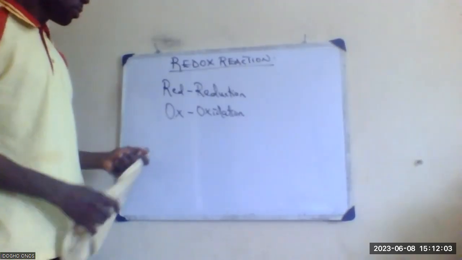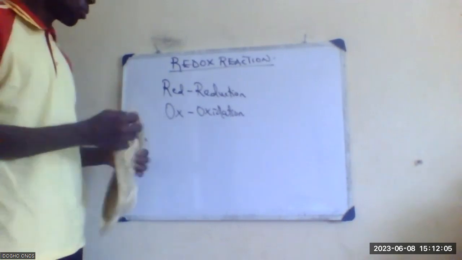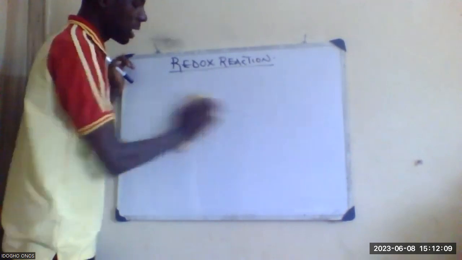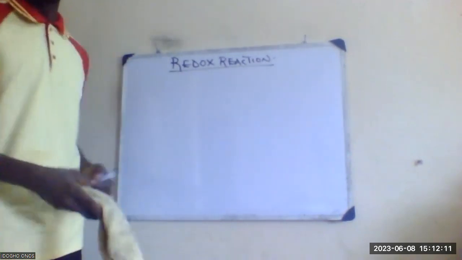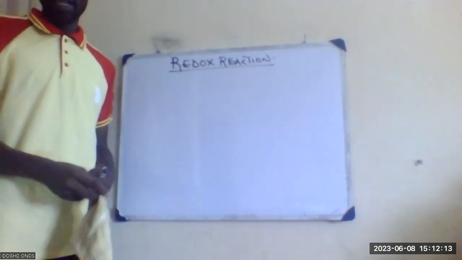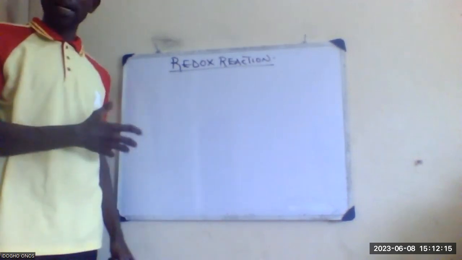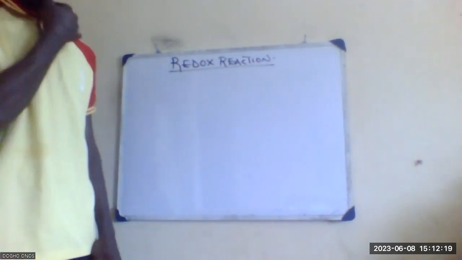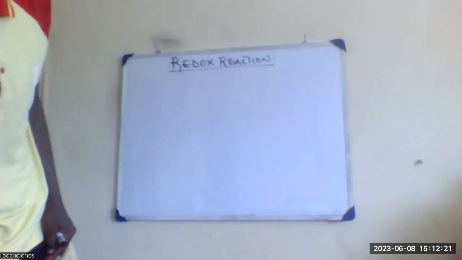So now, a redox reaction is simply a reduction-oxidation reaction, and there are two opposite yet complementary reactions. That is how it is. They are opposite yet complementary, just like bread and butter go together.